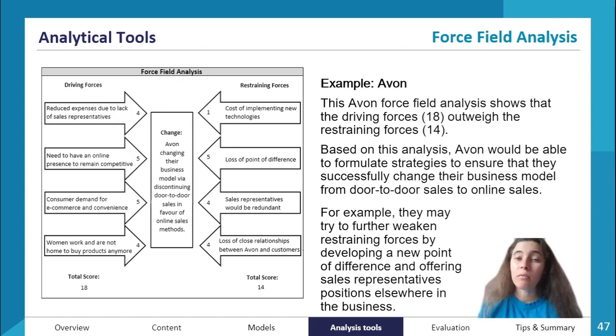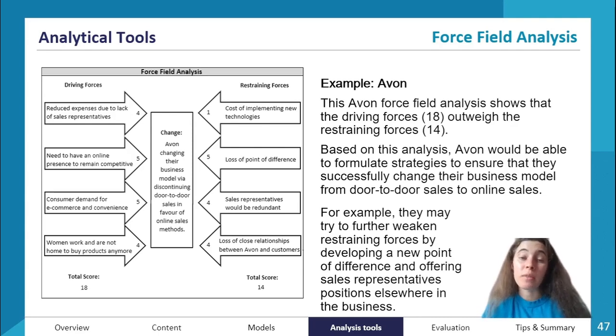So a common sort of thing from back when this first started was that women didn't work as much as they do now, and often women used to be stay-at-home mums and things like that, and would be able to answer the door for an Avon sales representative. But now in today's society, we have more equality between men and women, more women in the workforce, and so that is going to mean that that door-to-door method won't be so effective.